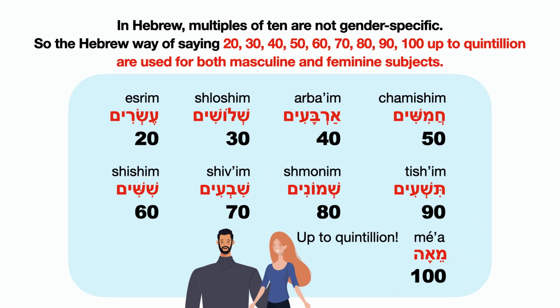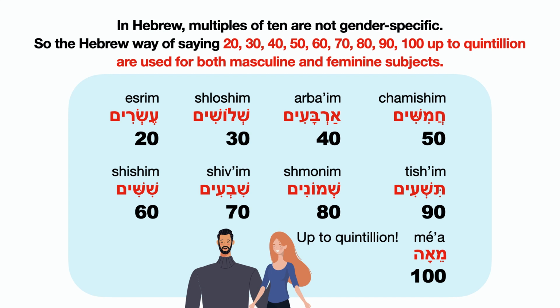In Hebrew, multiples of 10 are not gender specific. So the Hebrew way of saying 20, 30, 40, 50, 60, 70, 80, 90, 100, and even up to quintillion are used for both masculine and feminine subjects, feminine nouns. So here are just our first examples.